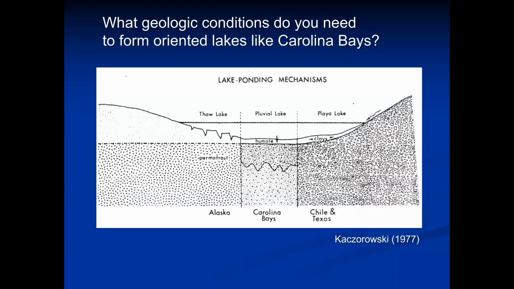What conditions do you need? Well, you need a depression that will pond water, right? You need an area like we saw in the Arctic that has permafrost. You need something like we have here with humates, organics, or clays that will pond water. You need any kind of small depression that, with enough rain, will pond water. You need an aquitard, something that will keep the water from draining out.